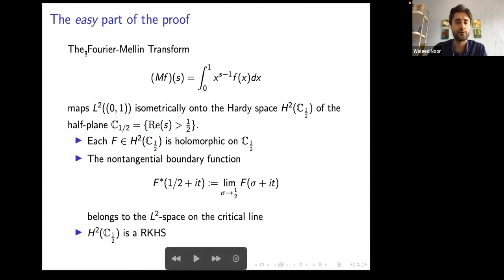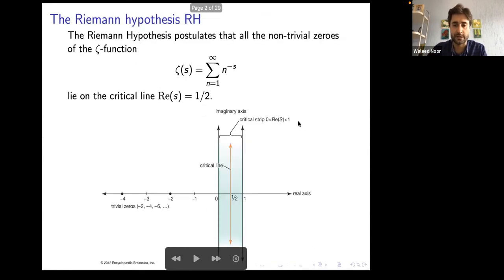So first of all, the Fourier-Mellin transform. So this is the Fourier-Mellin transform. It's basically a variant of the Fourier transform. It is an isometric isomorphism from the space L2 onto the Hardy space of the half plane. So the Hardy space of the half plane C_{1/2} basically implies all the holomorphic functions on the half plane with real part greater than 1/2. Obviously, the 1/2 is not a coincidence, because as we saw, we're interested in.